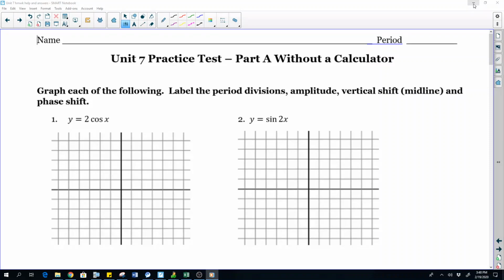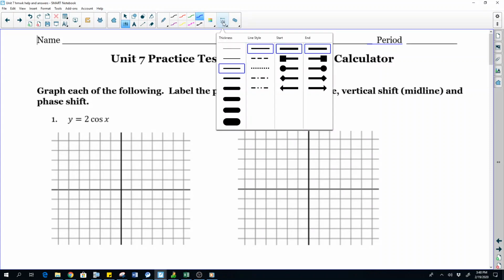Number 1, so graph each of the following. Label the period divisions, the amplitude, vertical shift, midline, and phase shift. So we're actually asking you to label now and be good at that. So make sure that you do that, or at least get in the right location. But label, label, label. So first of all, cosine.